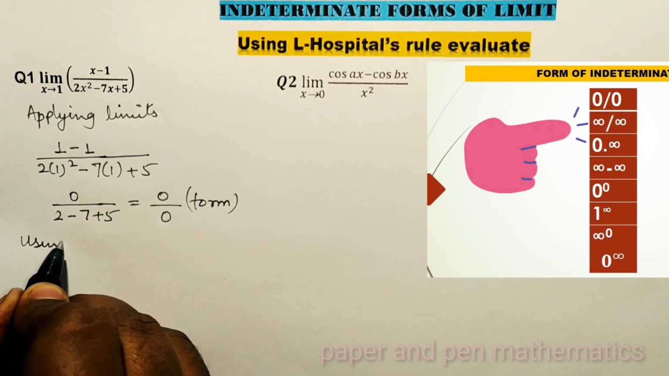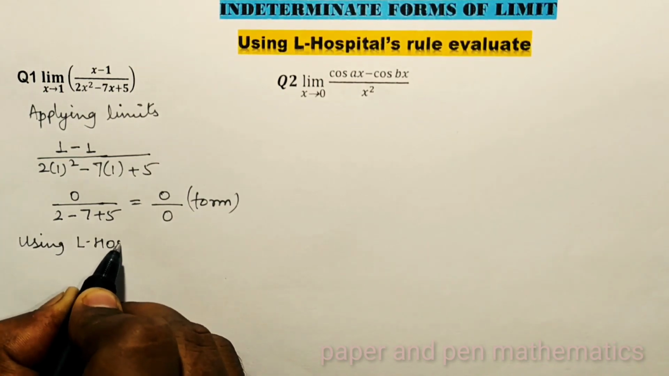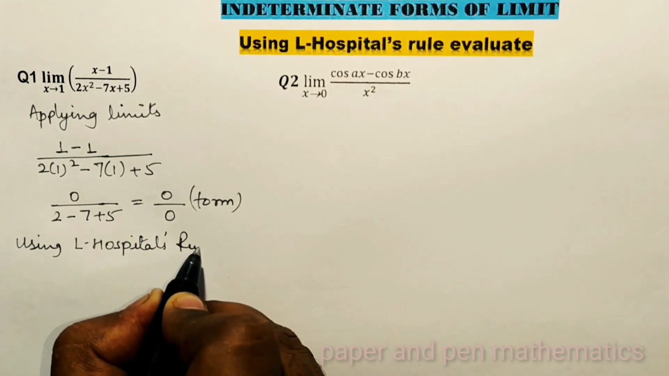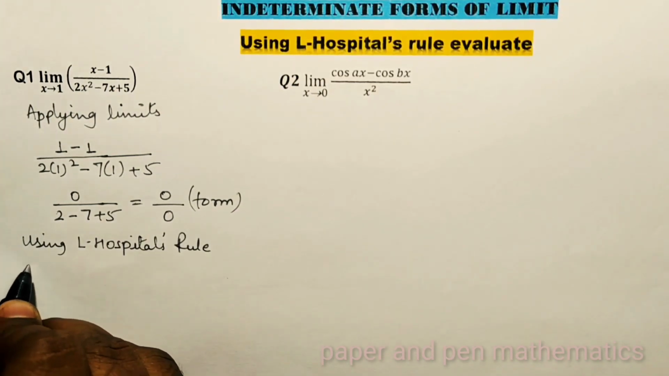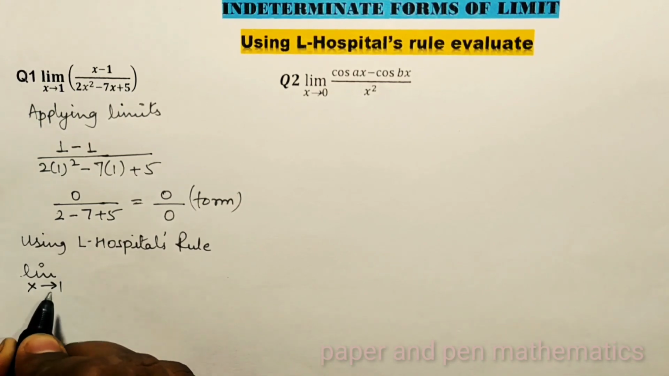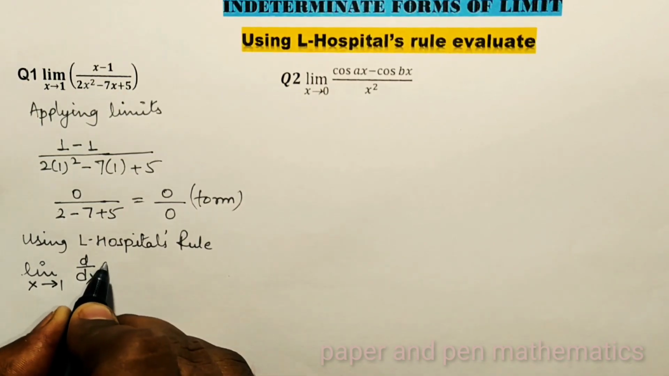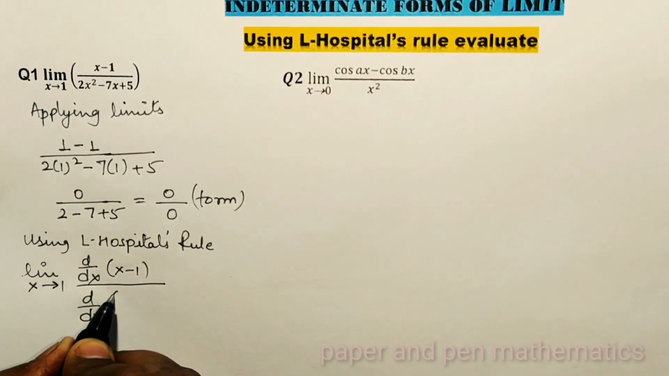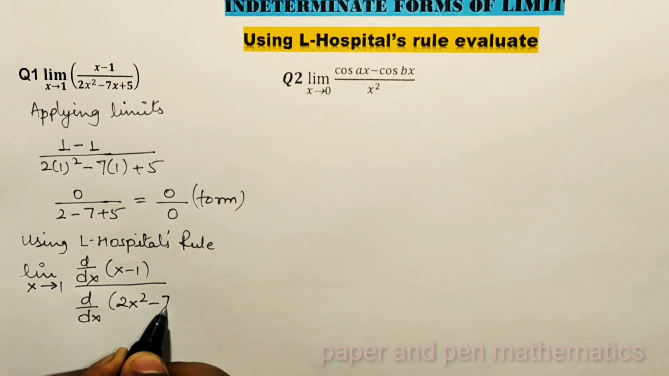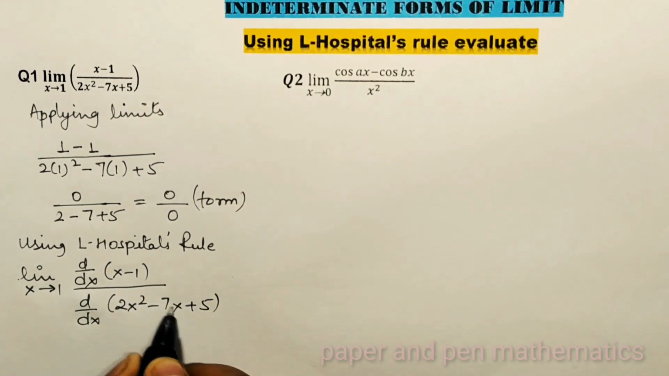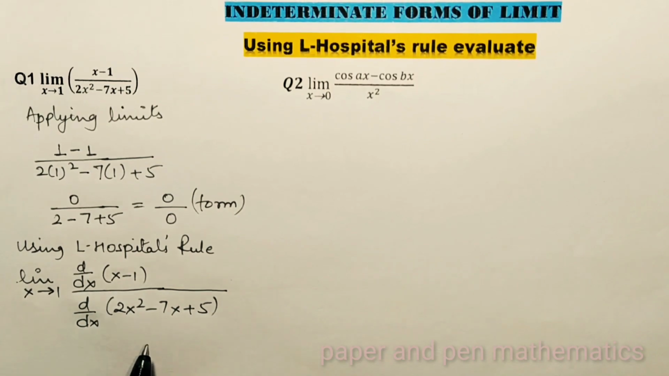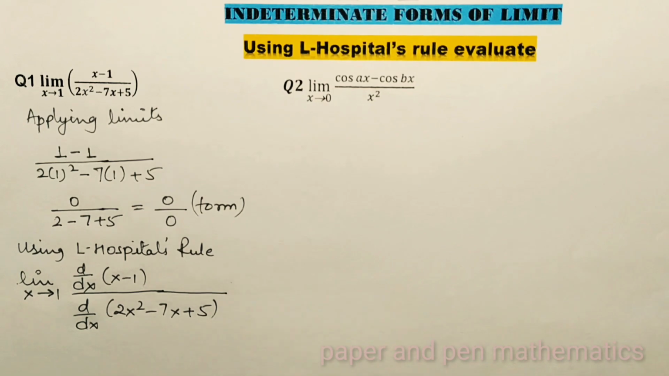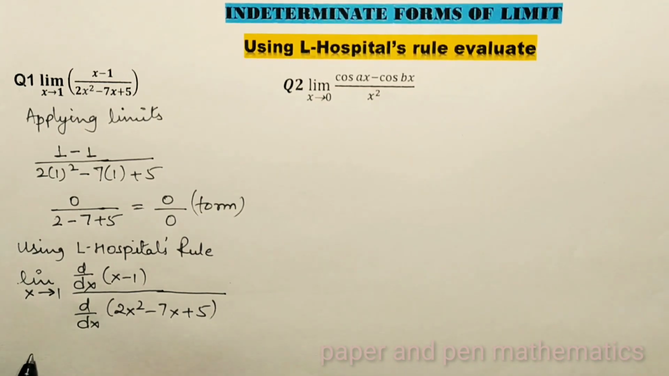So using L'Hospital's rule, which is to do the differentiation of numerator and denominator separately. Now if you don't know how to do the differentiation, then you can see my video on differentiation. The link has been given in the description box. Now let's continue.